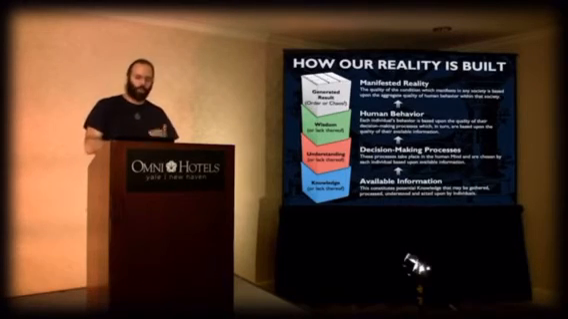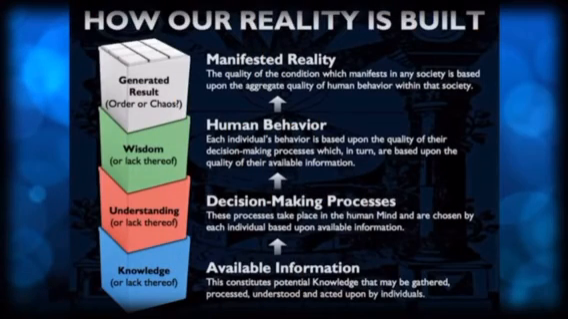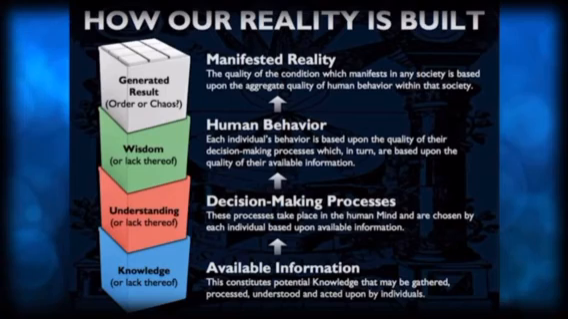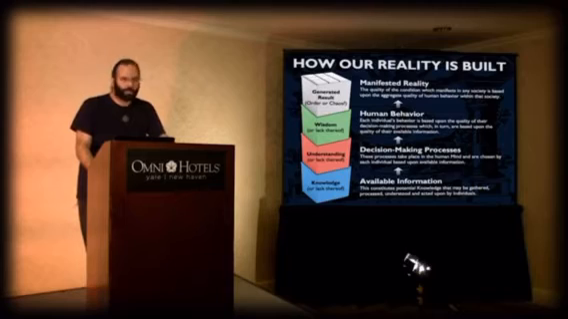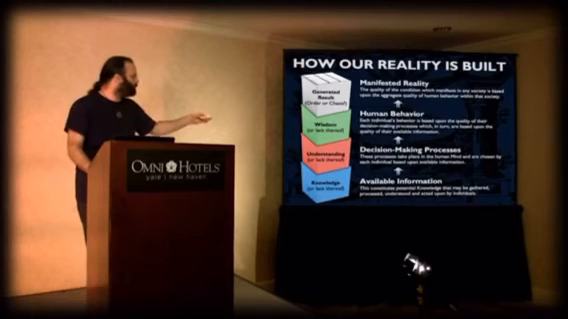The manifested reality is the quality of the condition which manifests in any given society based upon the aggregate quality of human behavior within that society. This is how our reality is actually created. The conditions that we experience as the daily events of our life. It's a simple three-stage process that leads to a result.